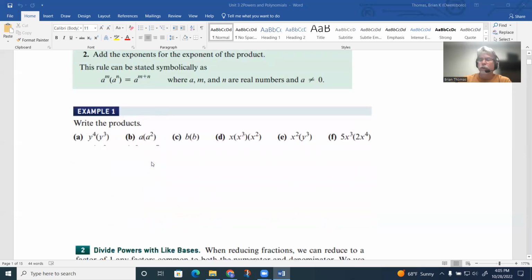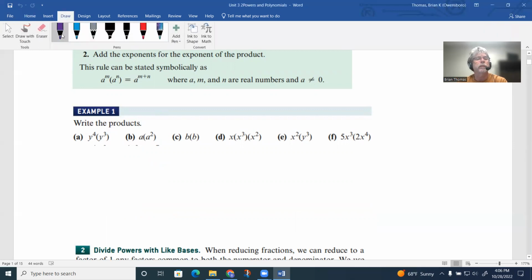So if I look at this first example, we want to find the products. Again, products means to multiply. So if I look at this as multiplication, we have y to the fourth, which really means y times y times y times y, times then y to the third, which means y times y times y. But notice how we have 1, 2, 3, 4, 5, 6, 7 y's connected by multiplication. That's where exponents come into play, and we can write that as y to the seventh. So that's what we're doing mentally.